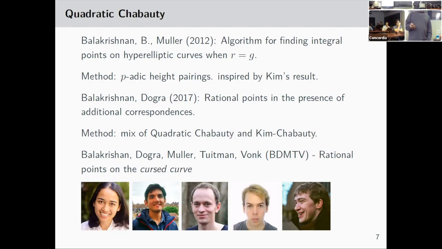And then these five people here, Balakrishnan and Dogra and Stefan Müller, and then this is Jan Tuitman, and then this is Jan Vonk, who I think was here, so maybe some of you know him. All of these were able to use this to solve a long-standing, important problem. They got a publication in the Annals for that, and that is they found the rational points on the cursed curve. And I'll spend some time explaining who cursed this curve and why.